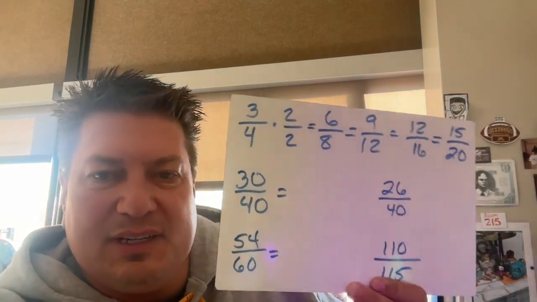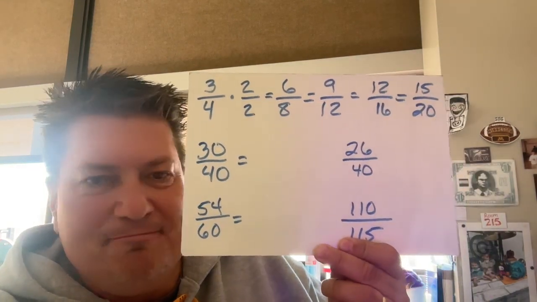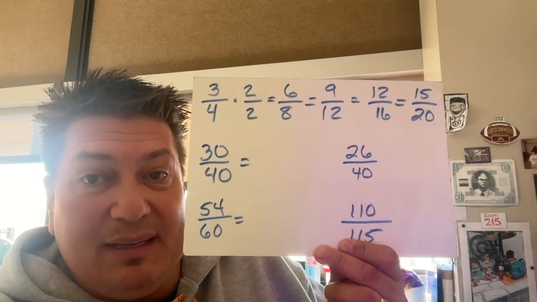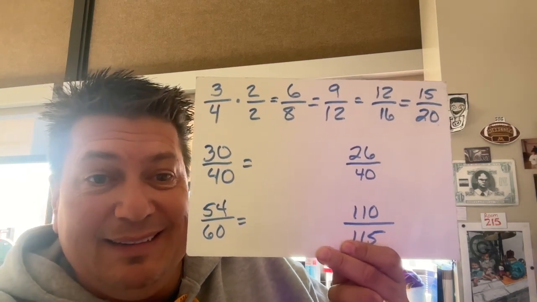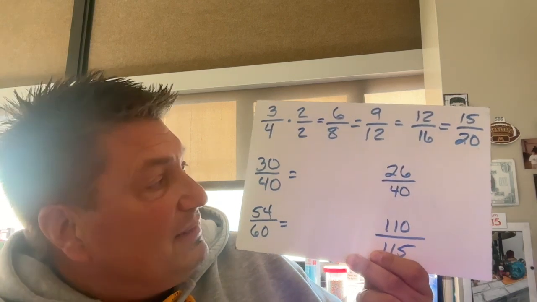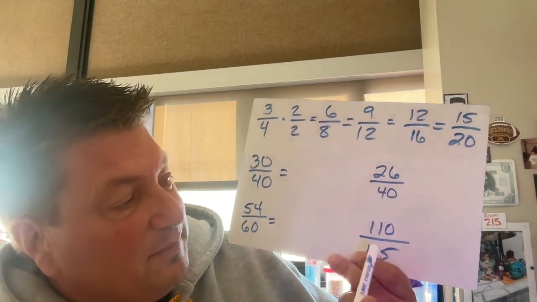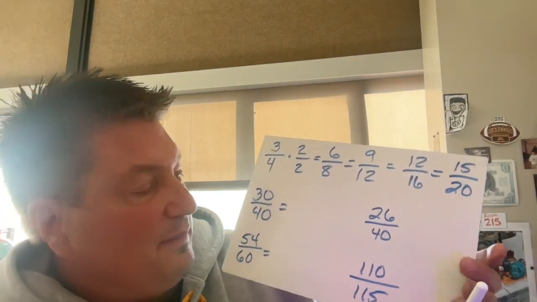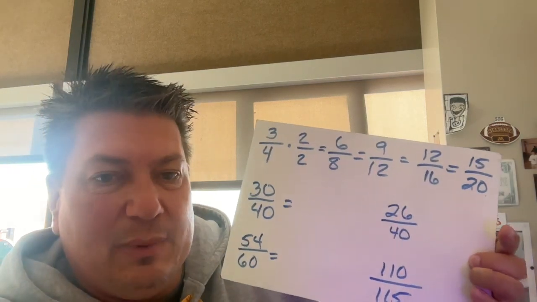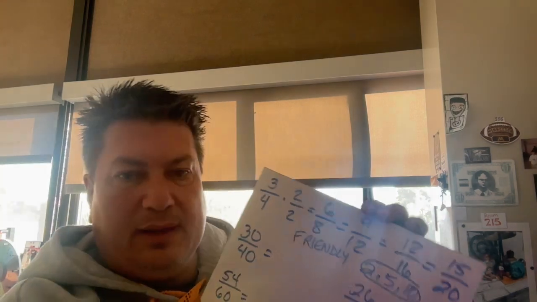Well, sometimes in life you're going to see numbers that, for whatever reason, are really big and maybe even kind of ugly and aren't as much fun. When you take a look at 30/40ths, 26/40ths, 110/115ths, 54/60, we have to start asking ourselves, can we reduce these and use some friendly numbers to help us? So friendly numbers might be 2, cutting a number in half, 5, 10. Those are pretty friendly numbers to work with.